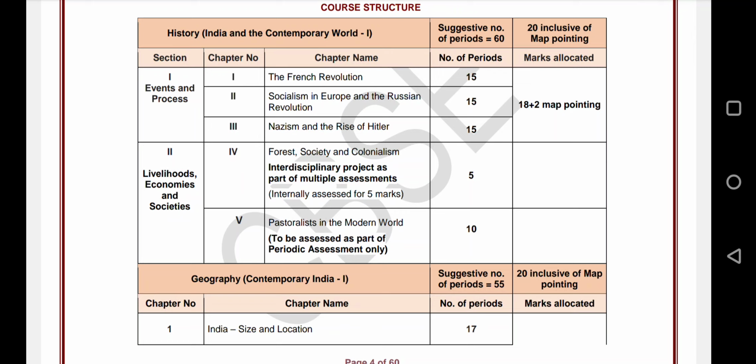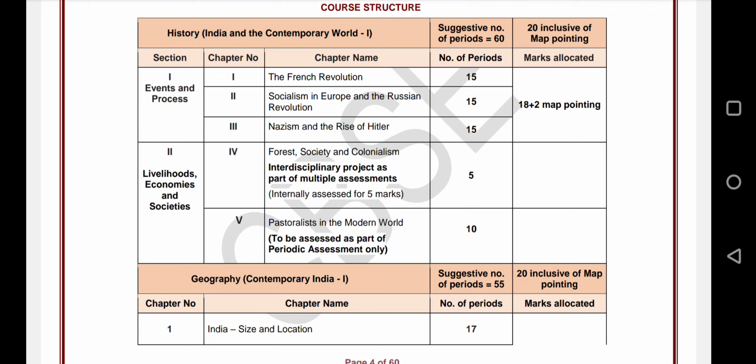So the idea of revolution started from Europe. We'll be learning some big events from there, like the French Revolution, then the Russian Revolution in the second chapter, and the third chapter would be Nazism and the Rise of Hitler in Germany. We'll be learning about Germany, which was a great power at that time, and we can say the reason for the first and second world war. So we'll be learning about them.